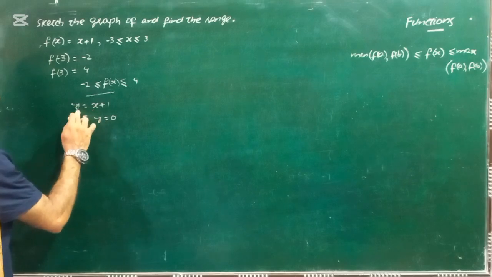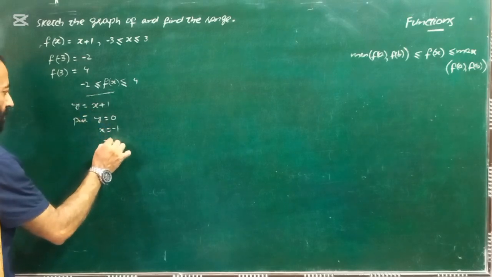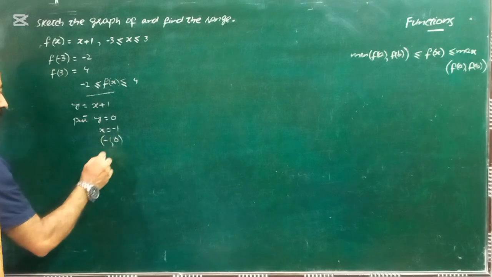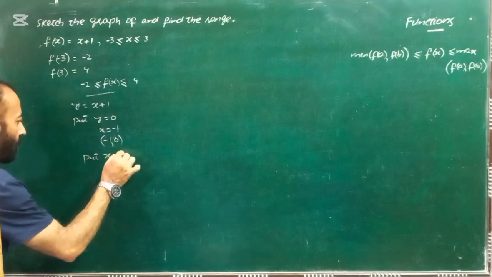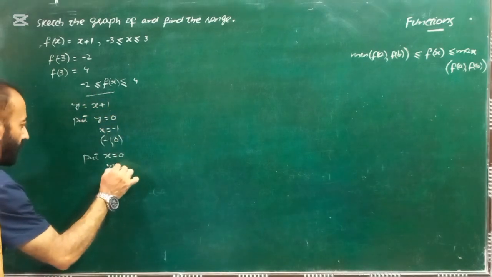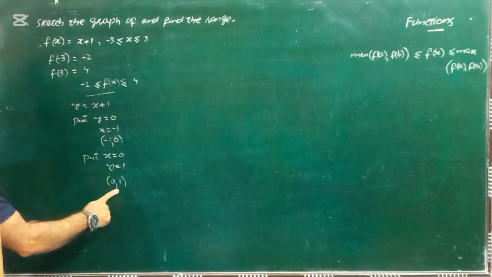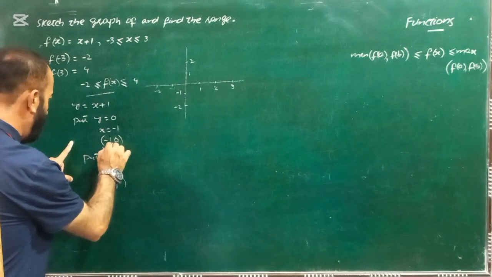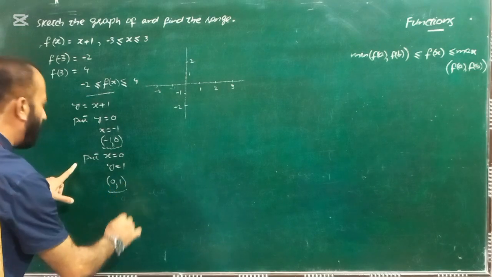So the point will be x minus 1, so the point will be minus 1, 0. And put x is equal to 0, so that will give y is equal to 1. So the point will be 0, 1. So this is the point on the x-axis and this is the point on the y-axis.